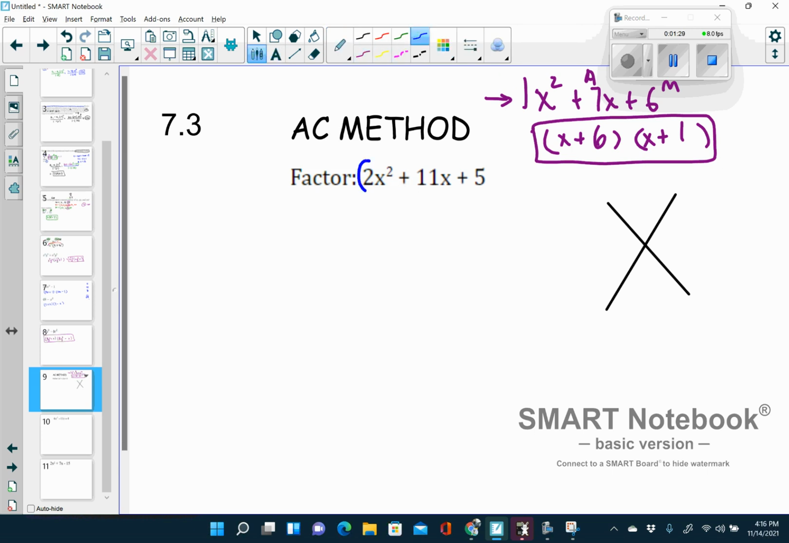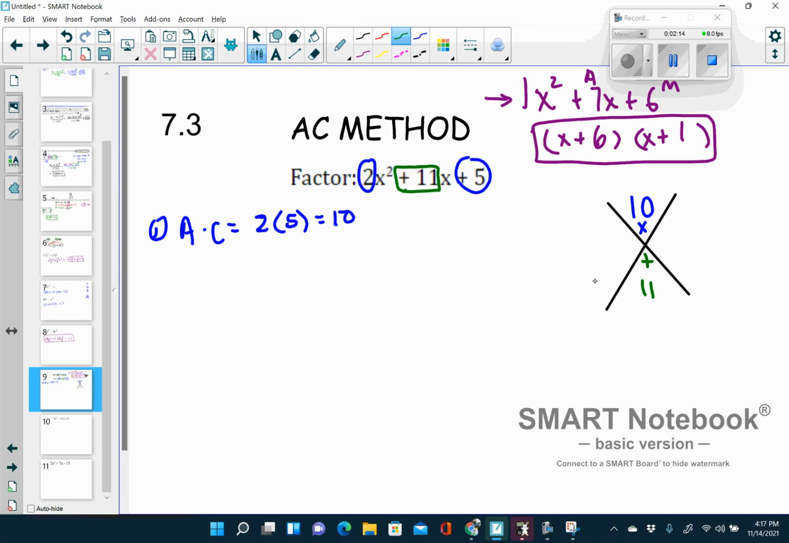So you're going to take your A, which is 2, and your C, which is 5, and multiply them. The first step is A times C. In this case, it's 2 times 5, which is equal to 10. So we're looking for two numbers that multiply to give us 10, and that add to be 11. That should be fairly simple given the example we just did. Two numbers that multiply to be 10: 10 and 1, and 10 plus 1 is equal to 11.